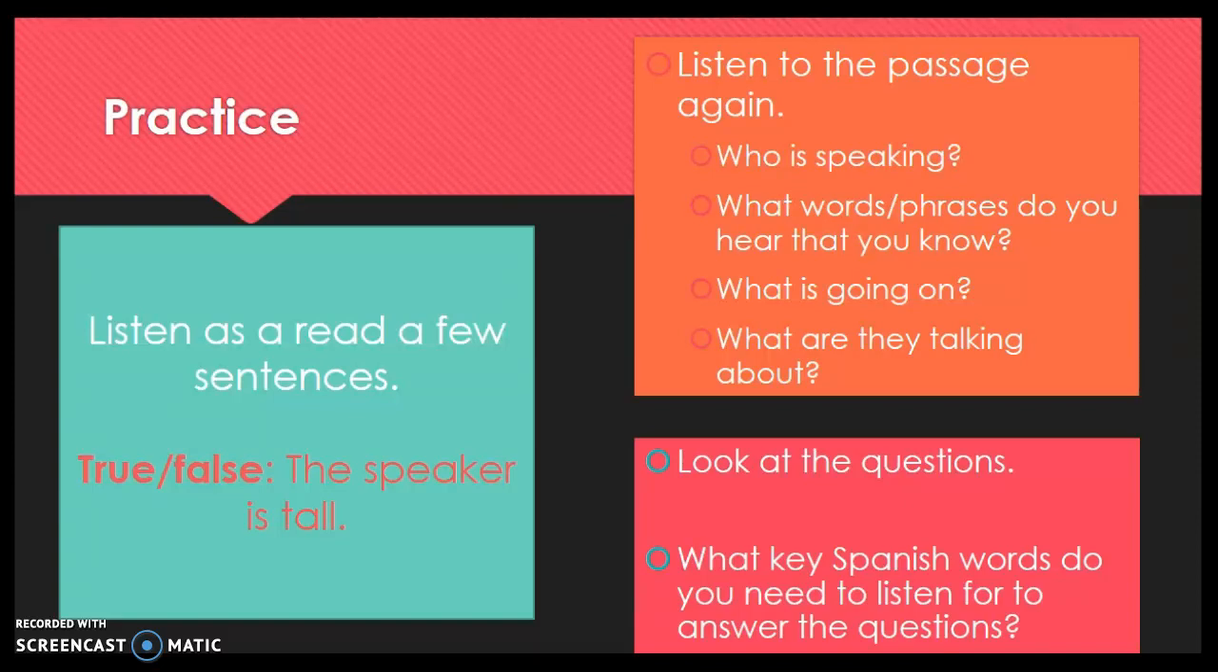Okay, if you are listening really carefully, hopefully you heard that the speaker's name is Natalia. She said, me llamo Natalia. And then she started describing herself. Then she switched gears and talked about her amigo, her friend, Juan, and then described him as well. So once you kind of figure out what's going on, then you want to start looking at the questions and trying to answer those questions. So our question here is in the green box, true or false, the speaker is tall. So I'm going to read it one more time and try to listen to see if that's true or false.